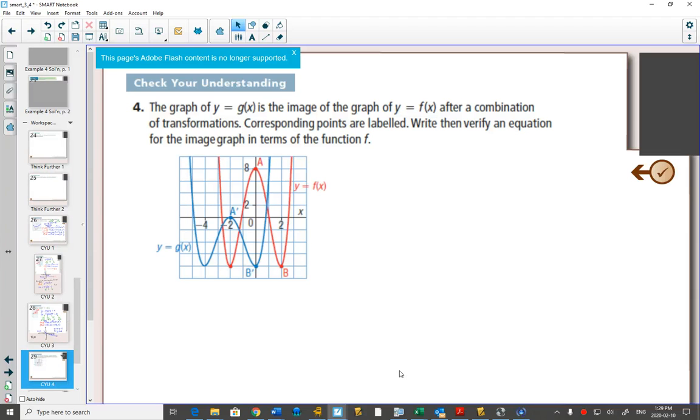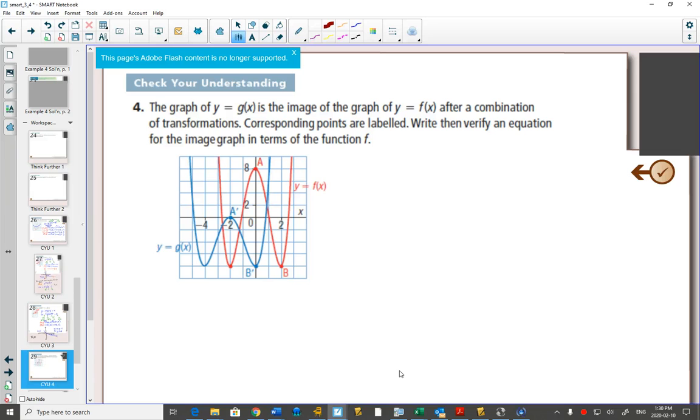So they're telling us that g of x is the image after a bunch of things happen to the graph of f of x. Okay? There's a combination of transformations. There might be stretches, compressions, and translations. They've labeled corresponding points, so we know that A, something happens to it so that it goes to A prime, and B, something happens to it that it goes to B prime. So we can set things up with what we know.